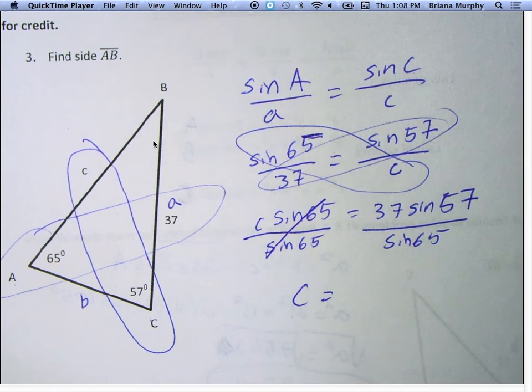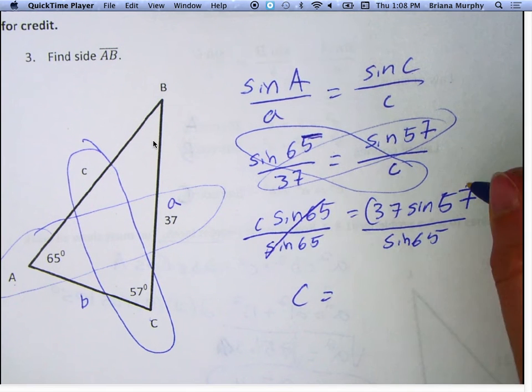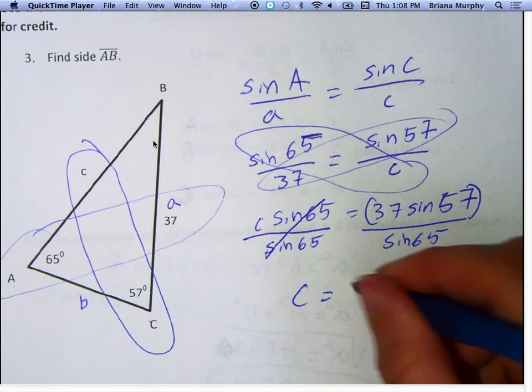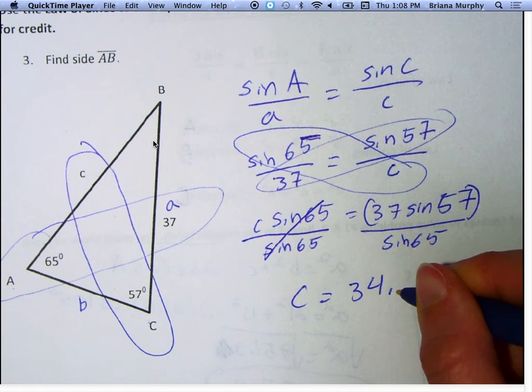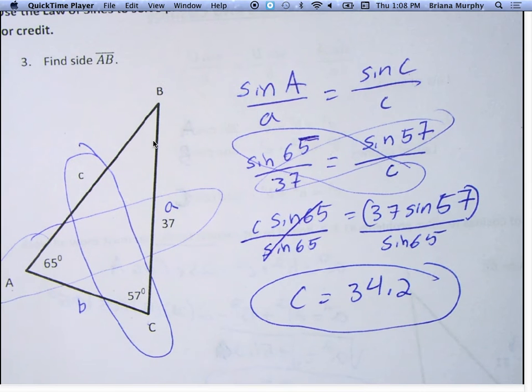The only thing I want you guys to make sure is either you make a fraction or you put this in parentheses when you put it in. Okay? So I've got my fraction button, which is control divide, or I put it in parentheses. 37 sine 57 over sine 65. And it gives me 34.2 because it says round to the nearest 10th. And that's it. The whole thing.